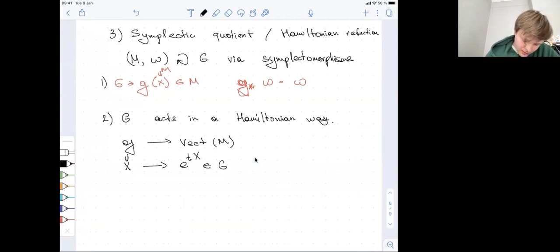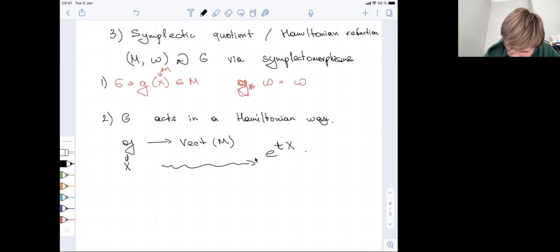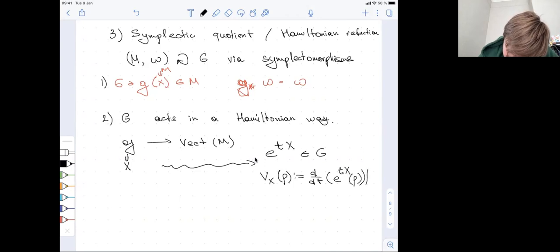So we take e to the tX, which is in the group, and then the vector field which corresponds to element X in the Lie algebra at point p is defined as d over dt of e to the tX acting on p at t equals 0.